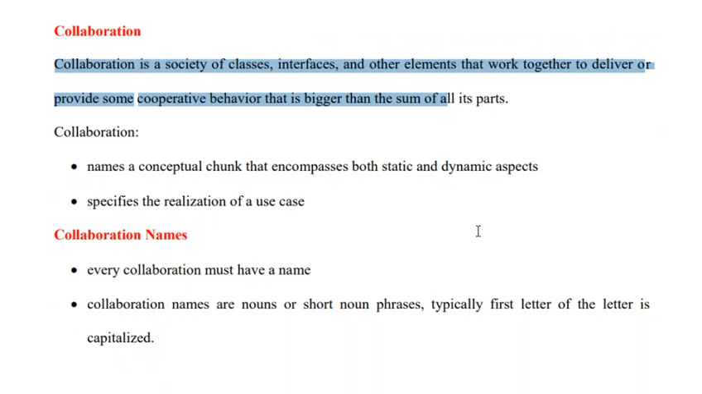Now, collaboration is a name given to a discrete chunk that encompasses both structural as well as behavioral aspects, and it specifies the realization of a use case. An execution of a use case basically refers to the execution of a scenario, right? Whenever you're executing a scenario, we need a set of collaborating objects. The collaborating objects will interact with each other and realize the scenario. So it specifies the realization of a use case.